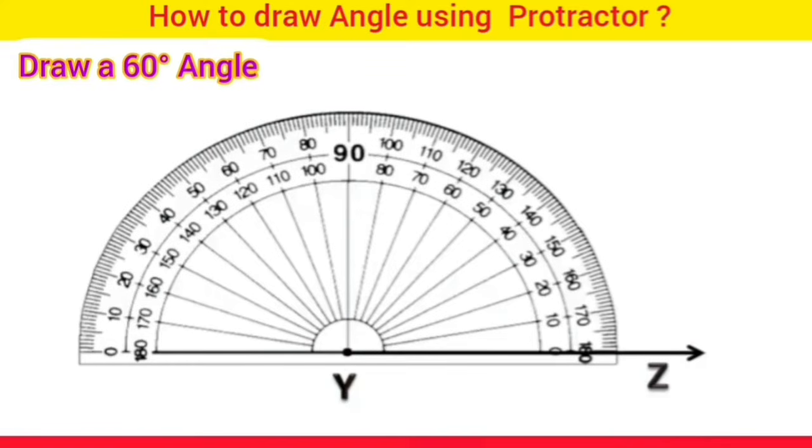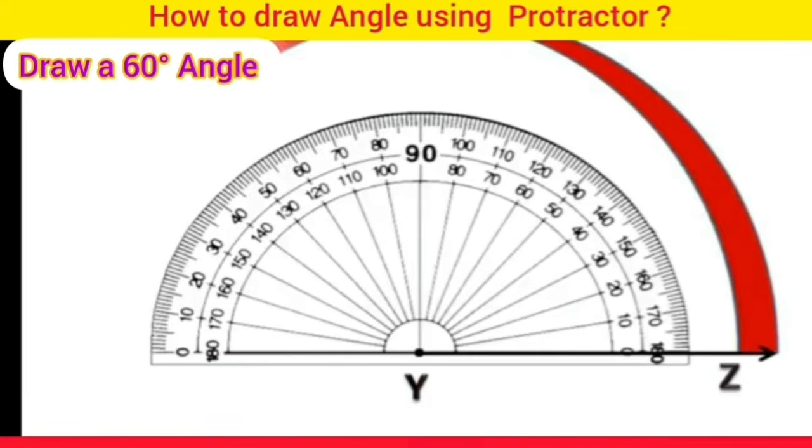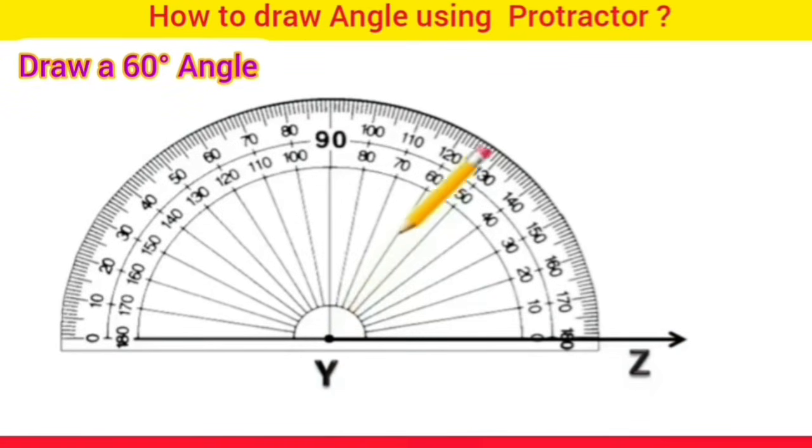Observe here carefully, we keep the vertex of the angle on the center of the protractor and the initial arm YZ is exactly on 0 degree. So here YZ should coincide with the line which is at 0 in the protractor. We have taken 0 of the inner scale, so we'll start counting from 0 of the inner scale to 60. Let us mark the point exactly at 60 degree.